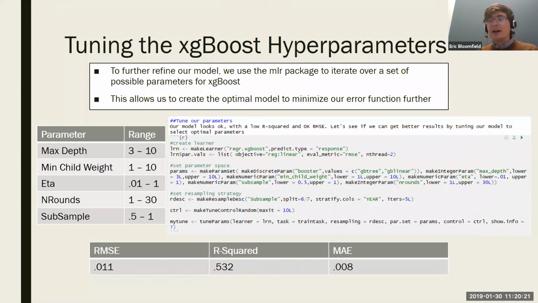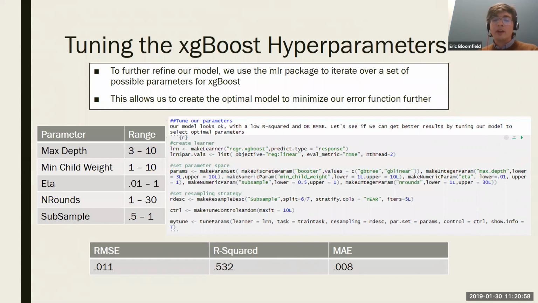Subsample is a parameter that controls how much of our data we're looking at in each iteration, so that working with smaller sets can actually lead to a better prediction in the end, but we also want to make sure that our model is working with enough data to create accurate predictions. To the right of the table, I show some code that I used to create the learner that would then iterate over these parameters and return a final model that we could then apply to our test set.